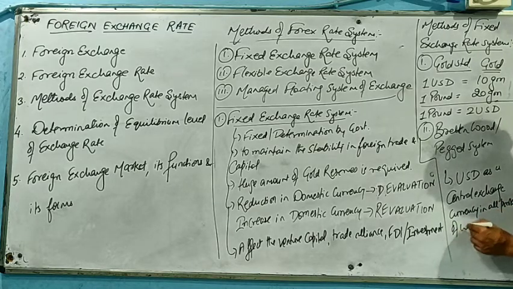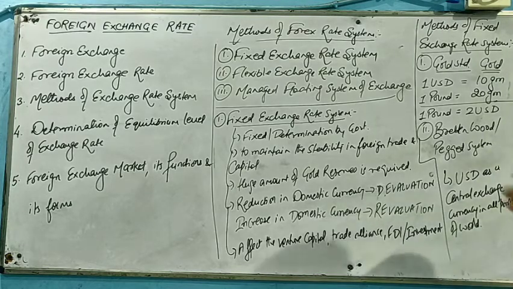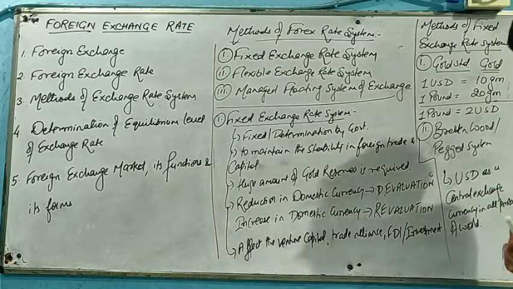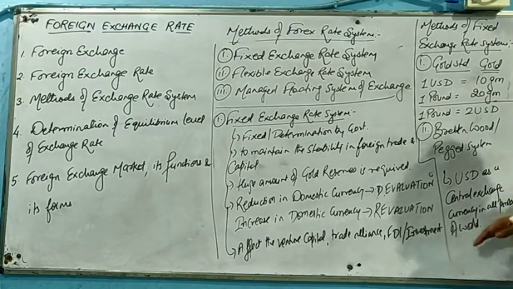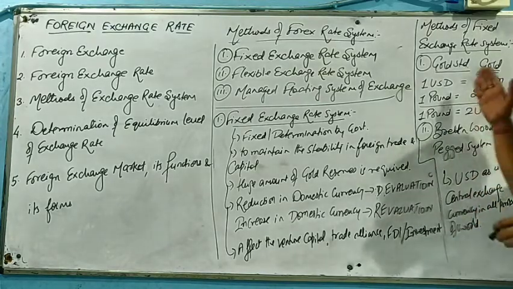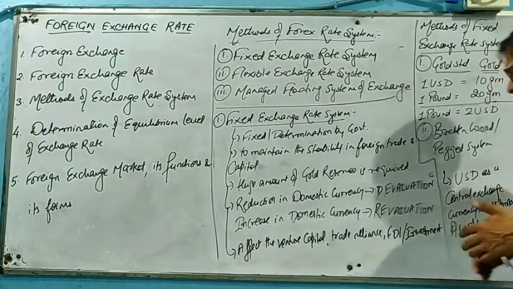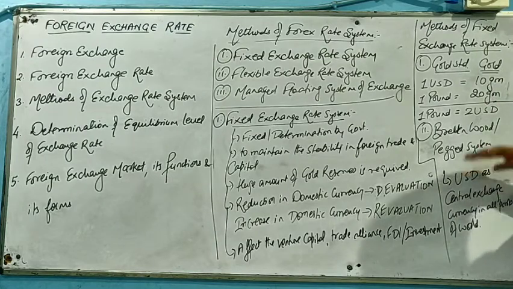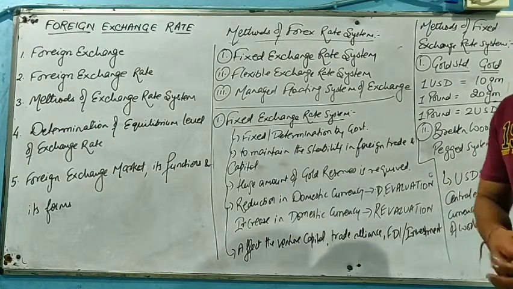It means what we need to do? We just need to measure every country's currency in terms of US dollar. And again, US dollar was to be measured in terms of gold. So if US dollar was to be measured in terms of gold, we can easily say the US dollar was made a central currency to deal with.